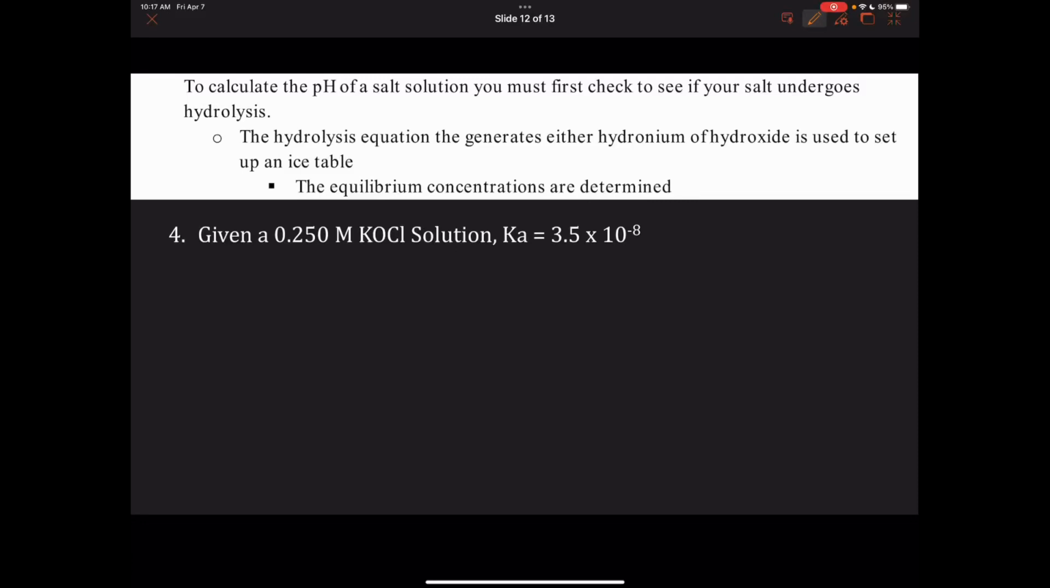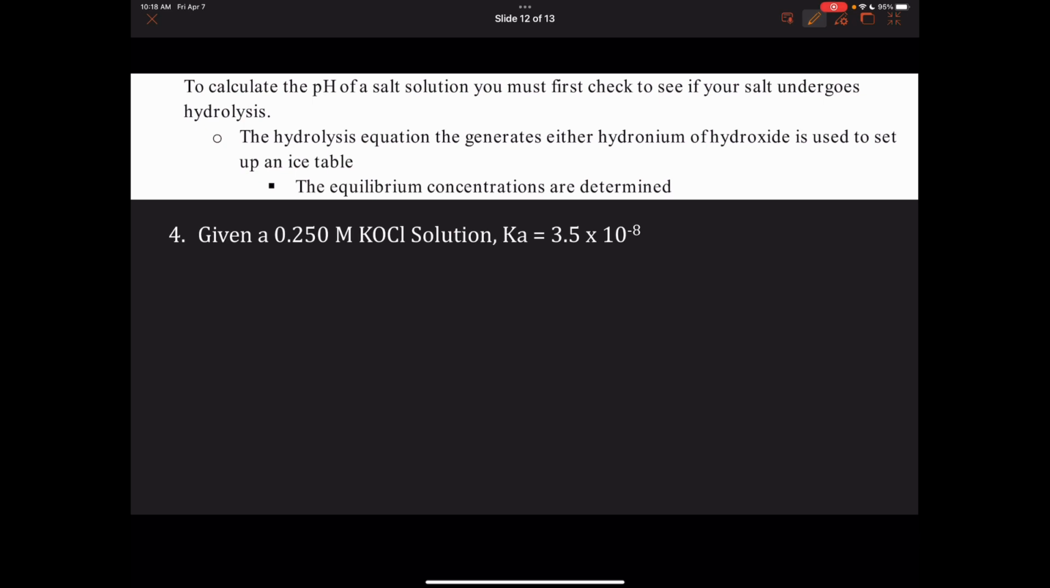In this video, we conclude our discussion of salt solutions by talking about how we would go about calculating the pH of a salt solution. To determine if a salt solution is going to have a pH other than 7, first we want to check to see if our salt undergoes hydrolysis. The hydrolysis reaction generates either hydronium or hydroxide. That is going to be the one used in order to determine our pH.